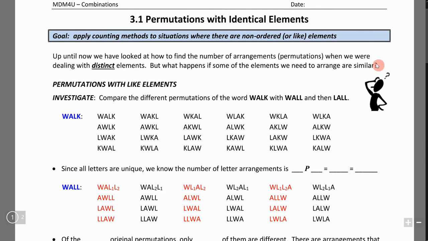You may have noticed a couple of these questions appear on our practice test from chapter 2, and we just had to ignore them. But now I can show you how we can answer those kinds of questions. So, permutations with like elements.